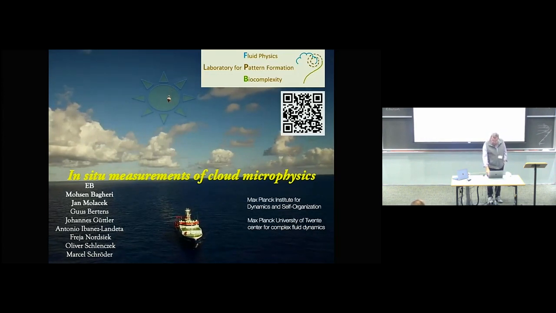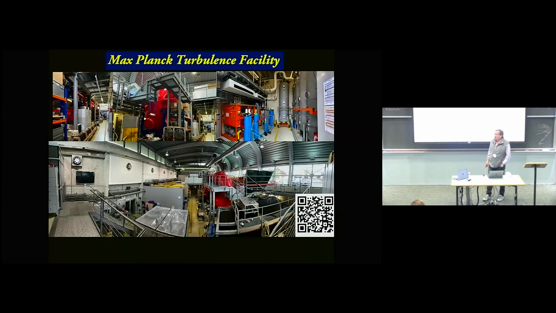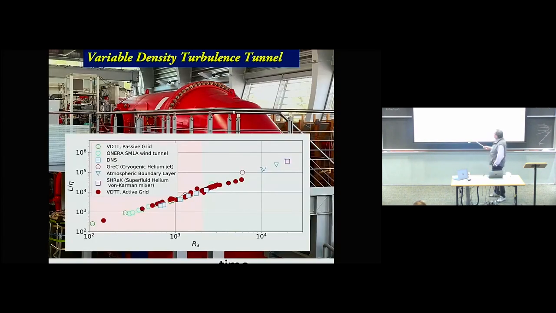I would like to show you first what I don't talk about, which is the Max Planck turbulence facility, just a big wind tunnel where we use sulfur hexafluoride to make really high Reynolds numbers. Just to give you an idea, this is the Taylor scale Reynolds number, a typical length scale of the flow divided by the Kolmogorov length scale, which you always have learned about. Nowadays, with our wind tunnel, we can go all the way from down here to up here, which is pretty close to atmospheric levels, which is kind of nice.